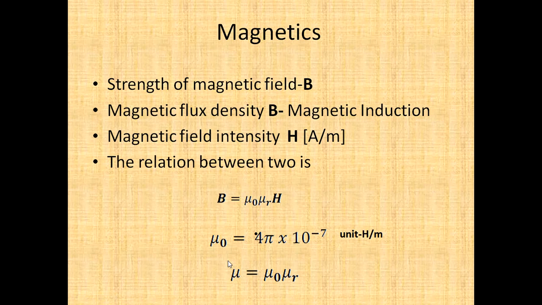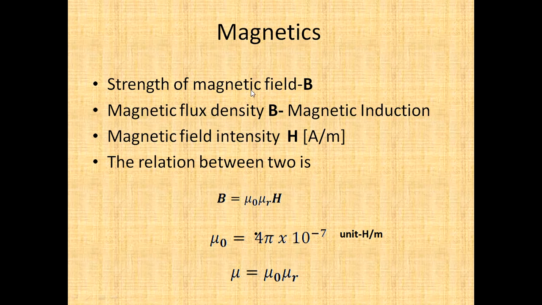How is the strength of the magnetic field expressed? It is expressed in terms of B bar. B bar is called the magnetic flux density, represented by the letter B bar. It is also called the magnetic induction. The magnetic field strength can also be expressed in terms of magnetic field intensity, called H bar. The unit of H bar is ampere per meter.